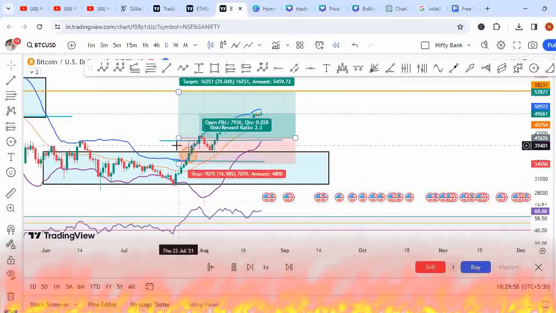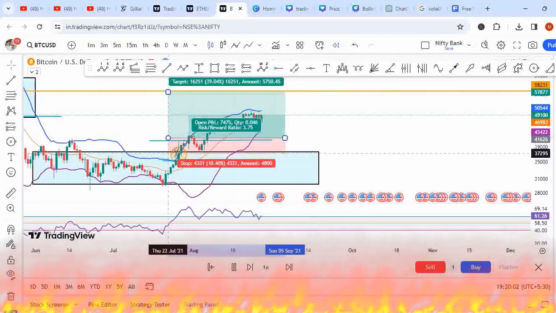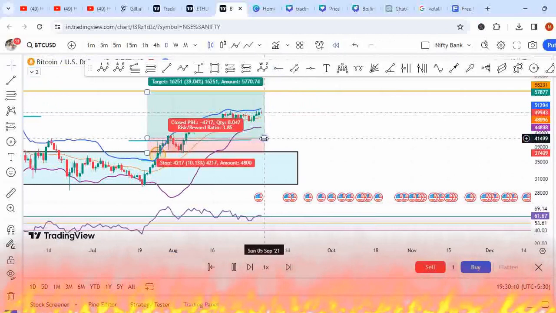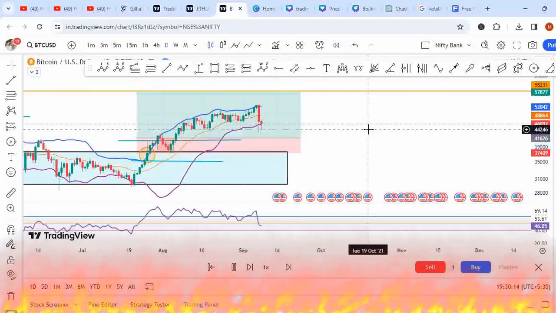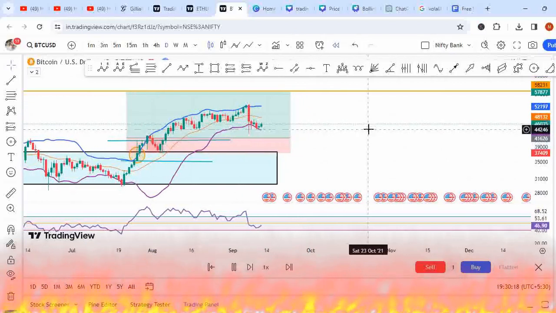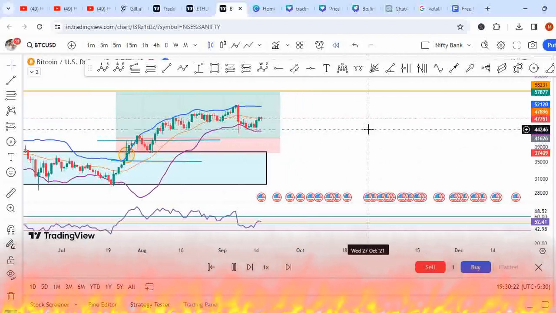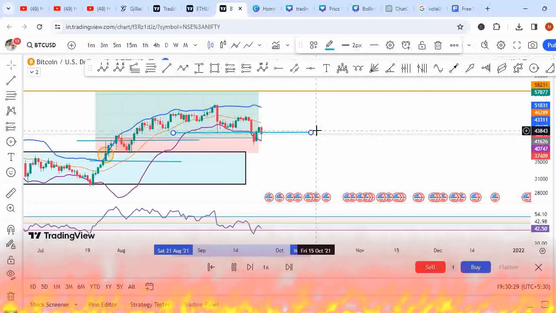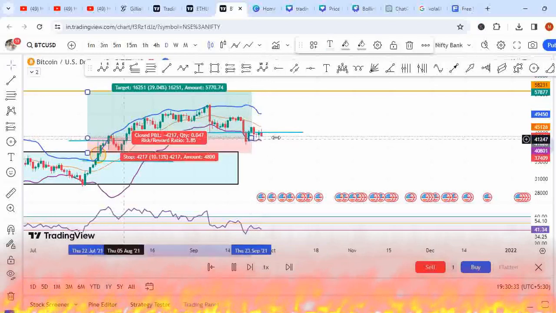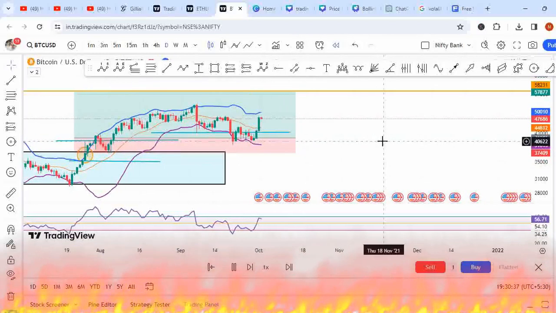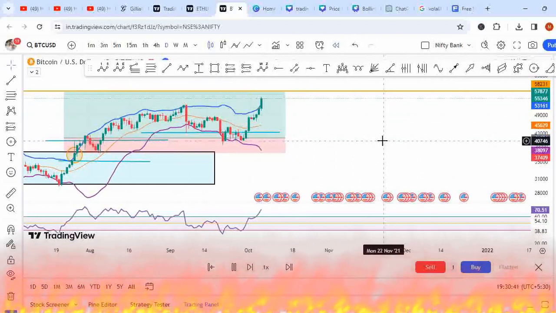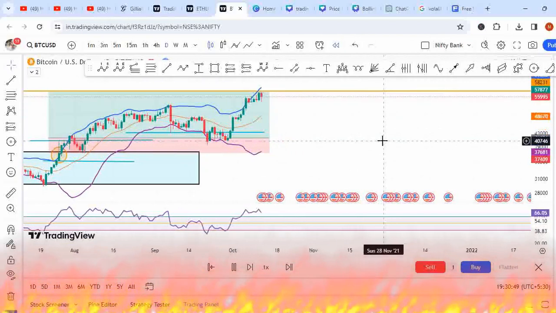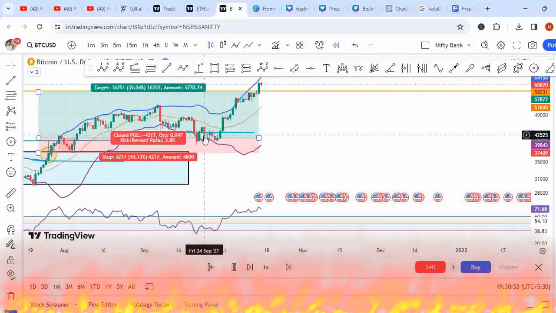Now you can trail your stop loss here, so that, okay, now you have hit your stop loss, or if you have kept your stop loss here, it won't be hit. Okay, it has been hit now.